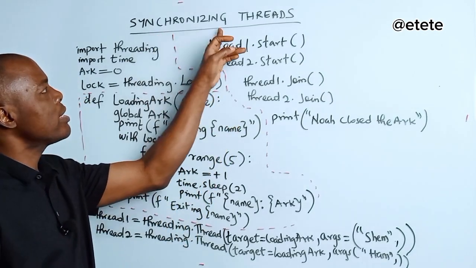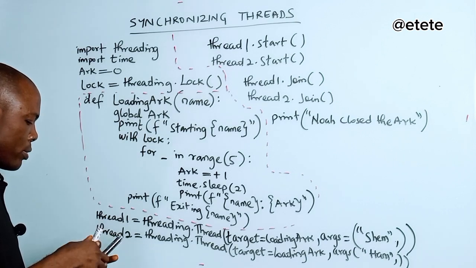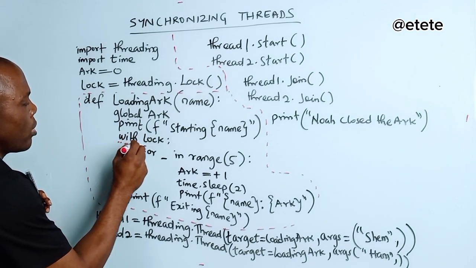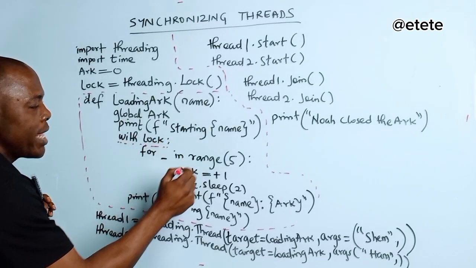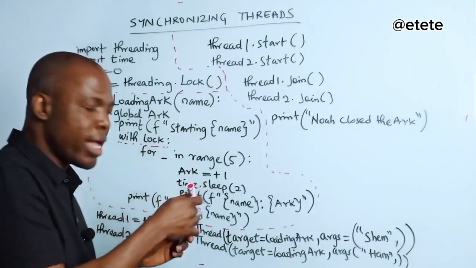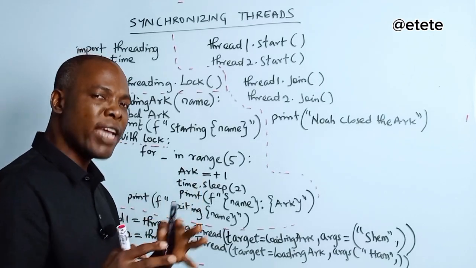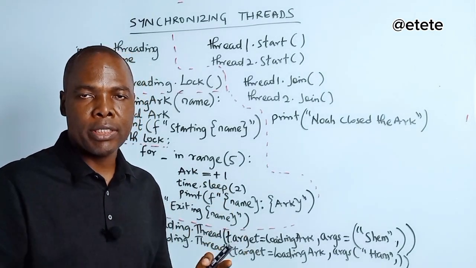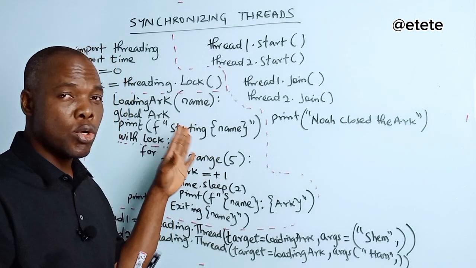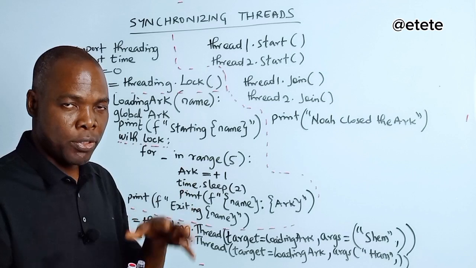So synchronizing thread is obtaining this lock. So you have to create a lock, you obtain the lock, and otherwise, if they don't do that, imagine Shem and Ham trying to load at the same time. That will probably cause a stampede. So that is the goal of this class, just to show you how to coordinate a process.